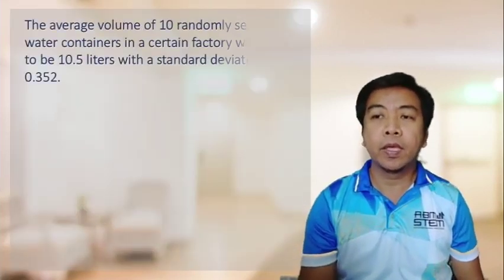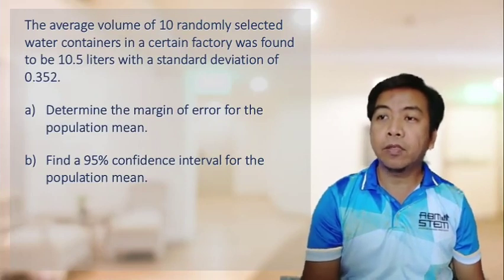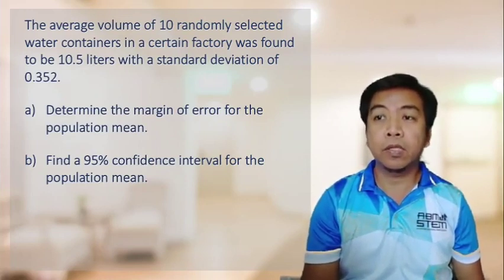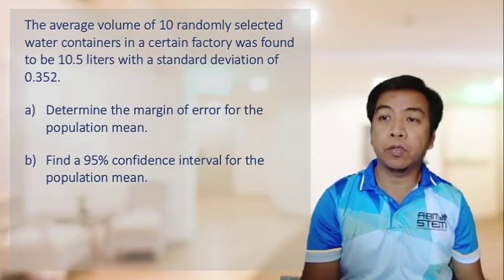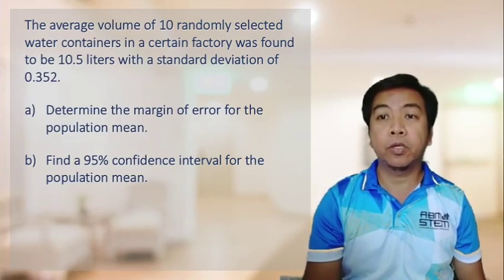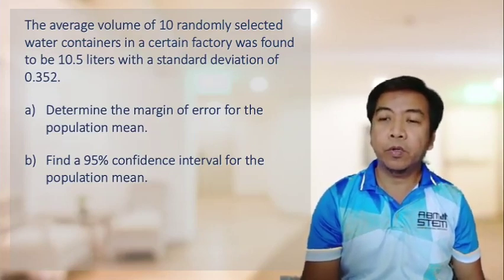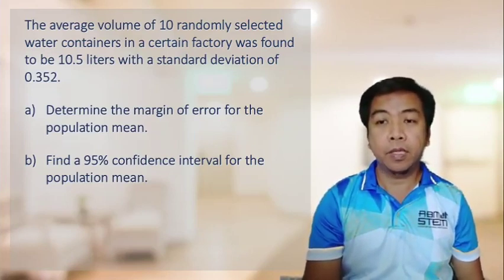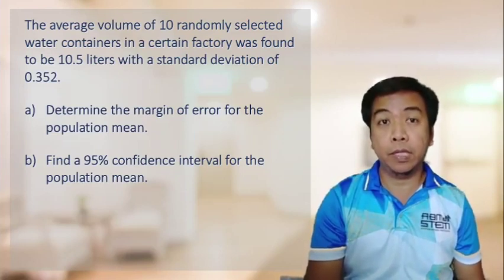Now, here's a worded problem. The average volume of 10 randomly selected water containers in a certain factory was found to be 10.5 liters with a standard deviation of 0.352. A. Determine the margin of error for the population mean, and B. Find a 95% confidence interval for the population mean.